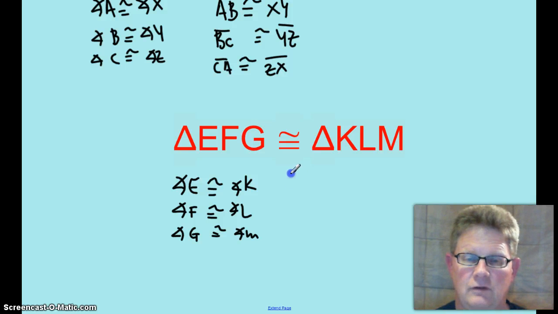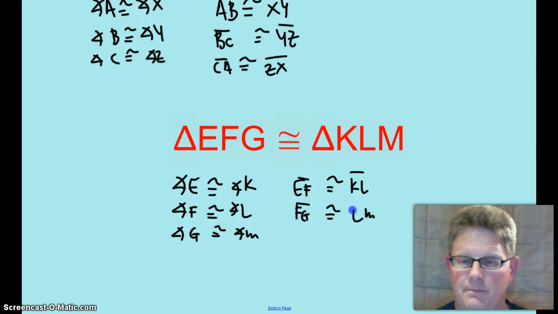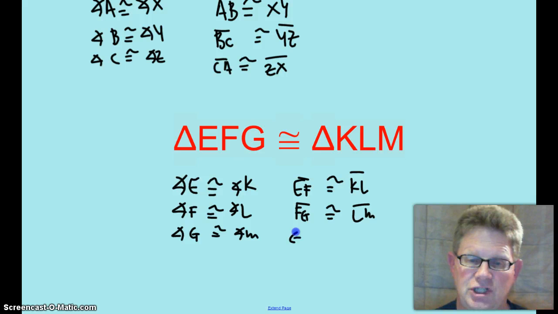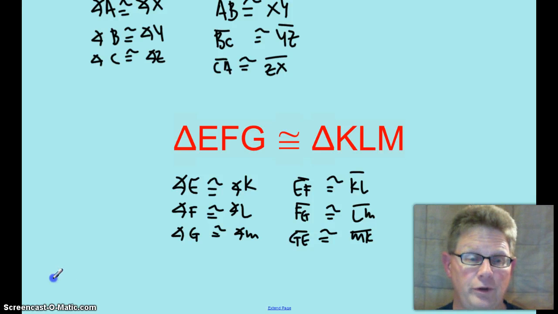And the congruent sides, segment EF is congruent to segment KL. Segment FG is congruent to segment LM. And segment GE is congruent to segment MK. It's really that simple. And that's all there is for section 4.2.